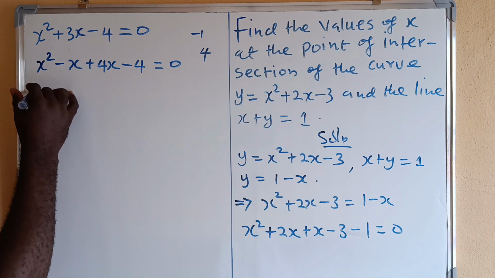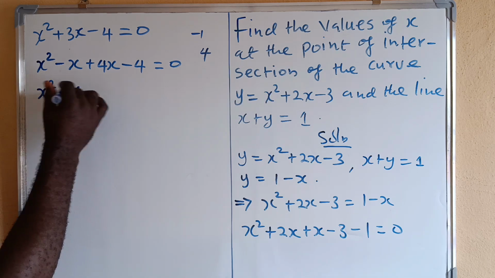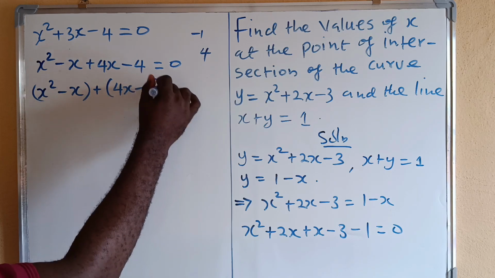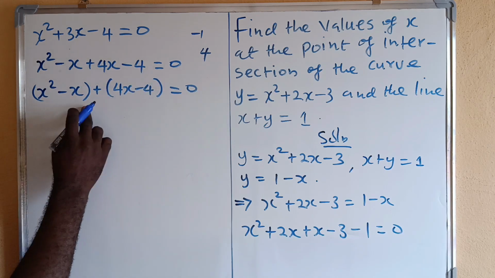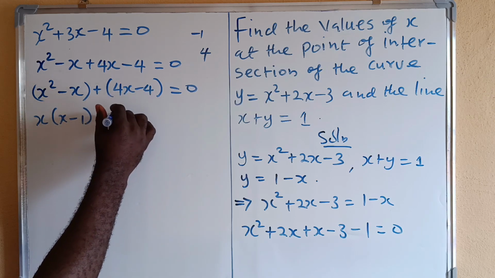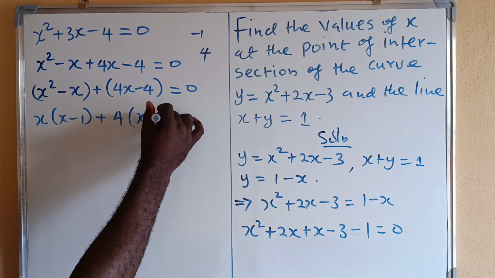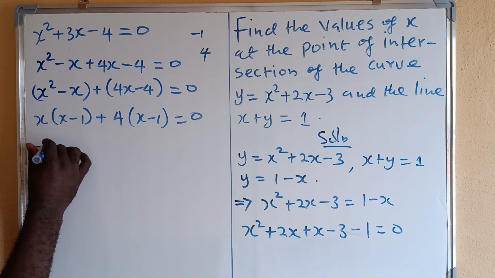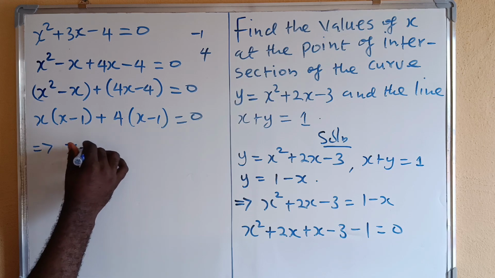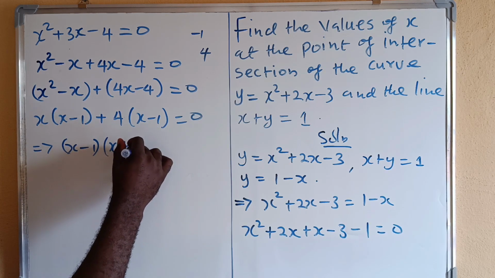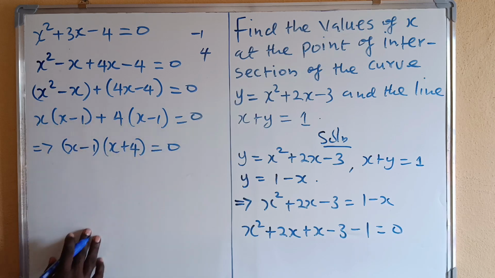So I can group them together. So I will have x squared minus x grouped together, plus 4x minus 4 grouped together. What is common here is x. What is common here is 4. x minus 1, all equal to 0. So I now have, I'll take the one which is common, x minus 1. Then I'll have x and plus 4, all of them equal to 0.